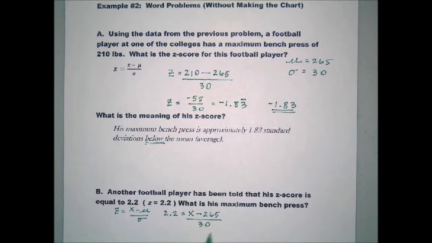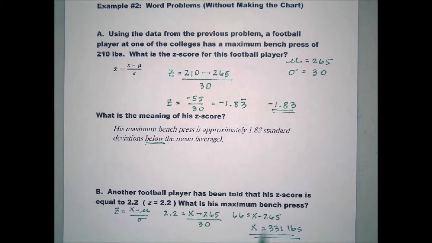So the next thing we're going to do is cross multiply. So take 2.2 and multiply it by 30, and you get 66 equals x minus 265. So add 265 to each side, and you get 331 pounds. And that's the answer to that problem. A football player who has a z-score of 2.2 has a maximum bench press of 331 pounds.